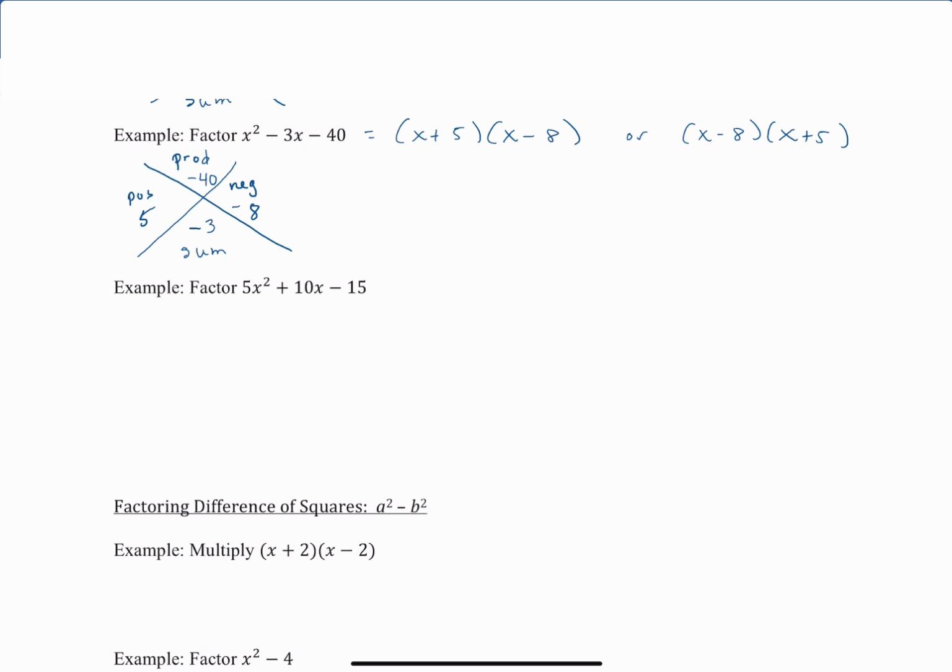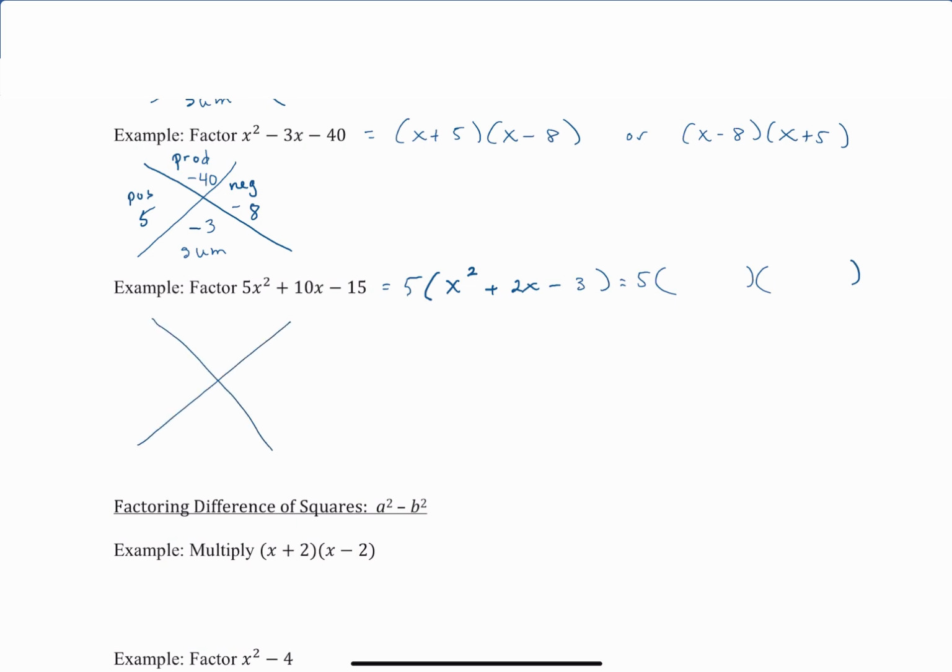Last, let's factor 5x squared plus 10x minus 15. Notice that this expression has a GCF that we can take out. And as I mentioned earlier, you absolutely need to take out a GCF if there is one. So we can take out a 5. That's going to leave us an x squared plus a 2x minus a 3. And now we'll factor the x squared plus 2x minus 3.